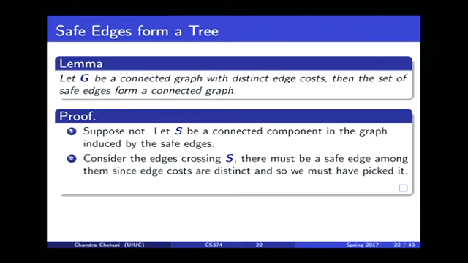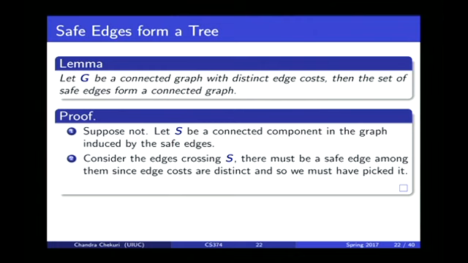Suppose I take a bunch of edges and they don't connect the graph. What does that mean? I have a bunch of connected components. Take any connected component. It doesn't include everybody. And look at all the edges leaving that connected component. Pick the cheapest edge. That must be a safe edge, right? You should include it because I'm including all the safe edges. So that cannot be, right?